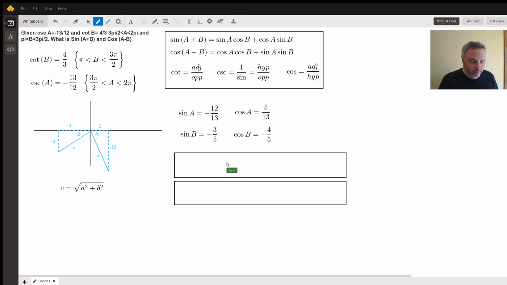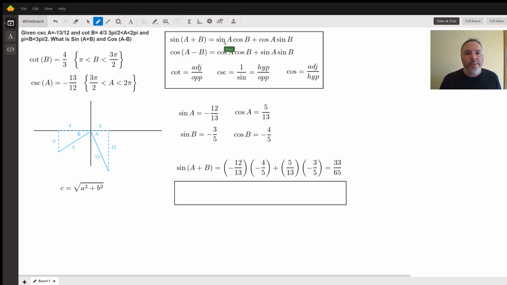I just now have to figure out these formulas. So for sine of A plus B, I take my sine A term, which is negative 12/13. I take my cosine of B, which is negative 4/5. I take my cosine of A, which is 5/13. And finally, my sine of B, which is negative 3/5. Notice there's a common denominator. 13 times 5 is 65. And here on the left, negative 12 times negative 4 is positive 48. And then here I have 5 times negative 3, which is negative 15. So 48 minus 15 is 33. So this first one, sine of A plus B, will be 33 over 65.